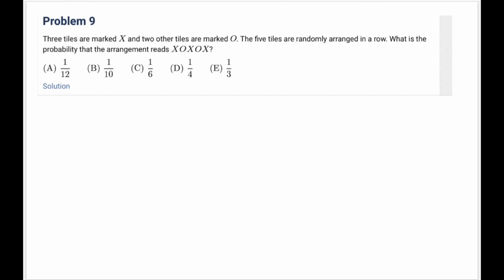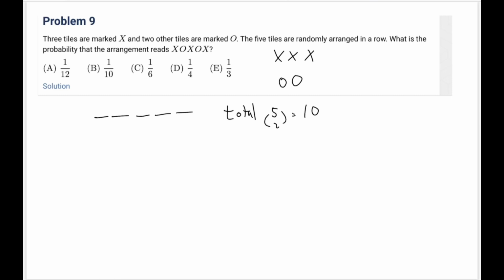Number 9. 3 tiles are marked X and 2 other tiles are marked O. These 5 tiles are randomly arranged in a row. What is the probability that the arrangement reads XO, XO, X? Okay, so we have 3 tiles, X, X, X, and OO. So we have 5 possible spots, and then we need 2 spots to put the O's, and so that would be a total of 5 choose 2 equals 10 ways.